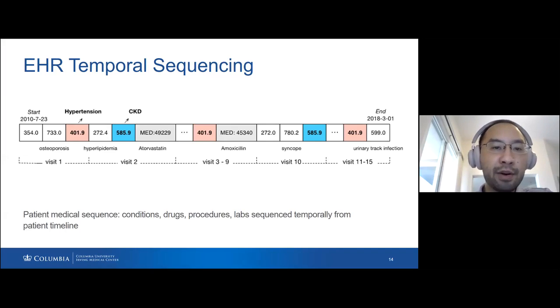So essentially our patient vector embedding model works by extracting the EHR information from the OMOP structured data. We extract the conditions, drugs, procedures, and labs for each patient. We sequence all that information temporally so that we essentially have a timeline of clinical concepts for each patient. And then we treat this timeline kind of like a natural language document.